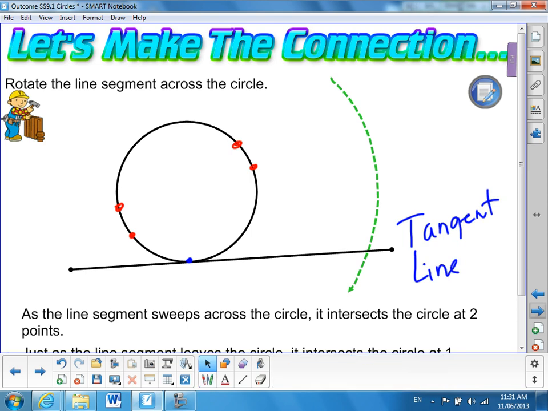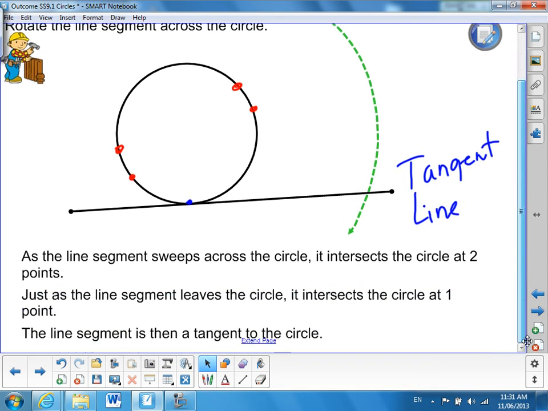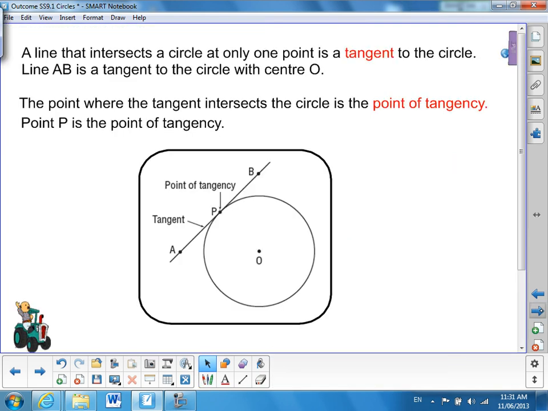Okay? There are some properties we're going to learn about the line that's tangent to the circle. As the line segment leaves the circle, it intersects at only 1 point. So it's only touching the circle once, and then we say the line is tangent to the circle. A line that intersects a circle at only one point is a tangent to that circle.